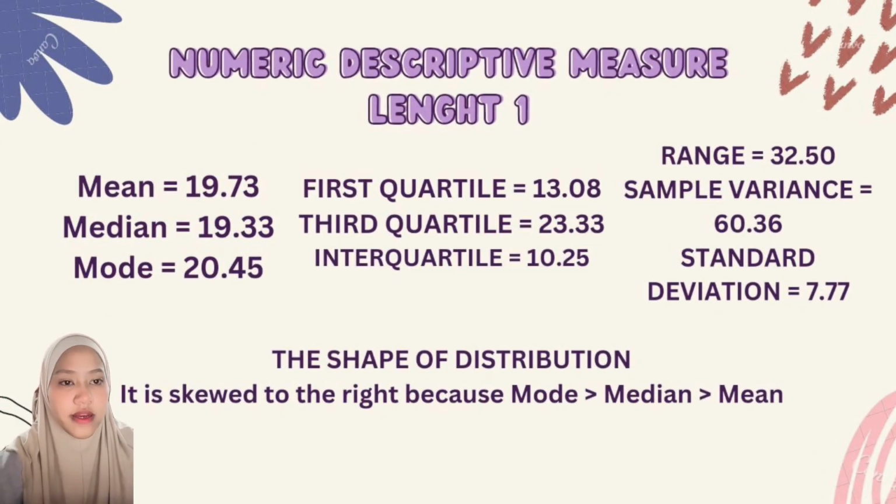Next, for length 1, the mean is 19.73, the median is 19.33, and the mode is 20.45. First quartile is 30.08, third quartile is 23.33, and interquartile is 10.25. The range is 32.50, sample variance is 60.36, and standard deviation is 7.77. The shape of distribution is skewed to the right because the mode is greater than the median, greater than the mean.